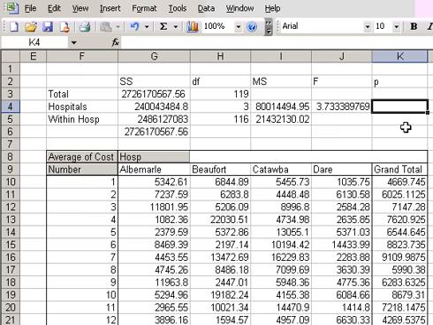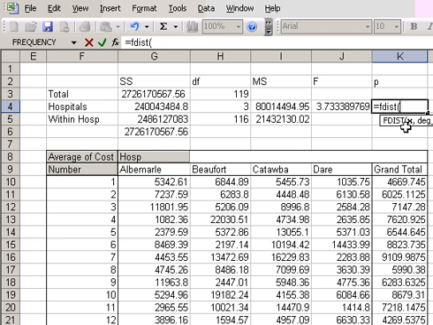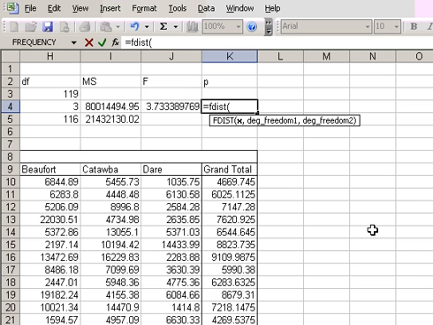The final step in the analysis of variance to this point is to find the probability of an F value as large as 3.73 under the null hypothesis that cost is independent of hospitals. In order to do that, we'll use the F-dist function, which will give us the probability of an F value as large as 3.73.